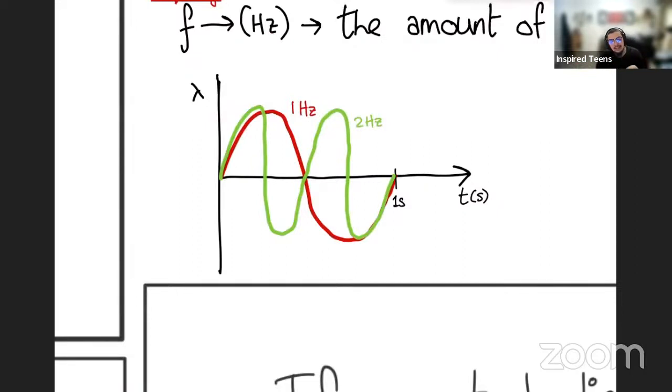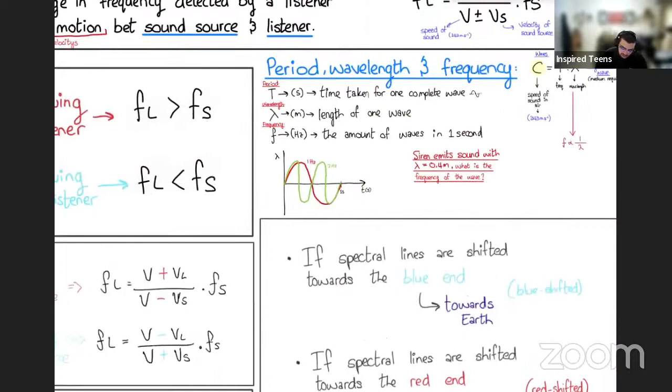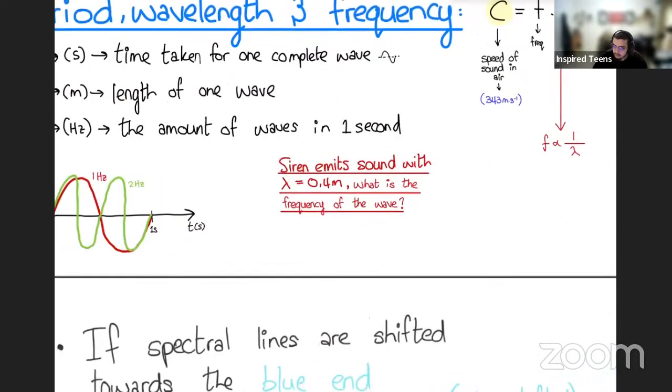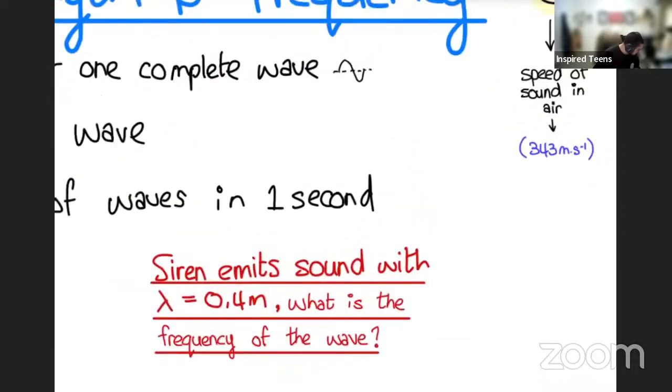What about the green case? In the green wave, 2 waves are completed in 1 second. That means one wave takes 0.5 seconds. So therefore, the period is 0.5. There is a relationship between period and frequency, and what is it?